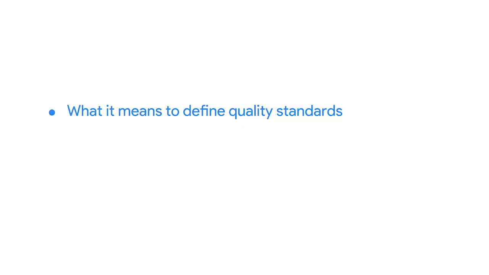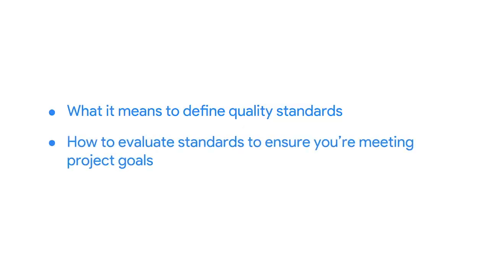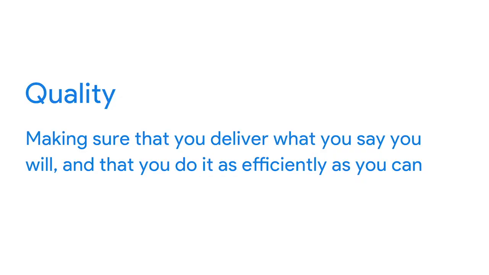Hi there. Now that we've reviewed the benefits and main concepts of quality management, we'll explore what it means to define quality standards. We'll also discuss how to evaluate those standards to ensure you're meeting the project's goals. Before we get into discussing quality standards, let's define what we mean by project quality. Quality means making sure that you deliver what you say you will, and that you do so as efficiently as you can. Getting a project done on time and under budget doesn't necessarily mean you've met your goals. You need to be sure you've delivered a project that meets your stakeholders' needs.